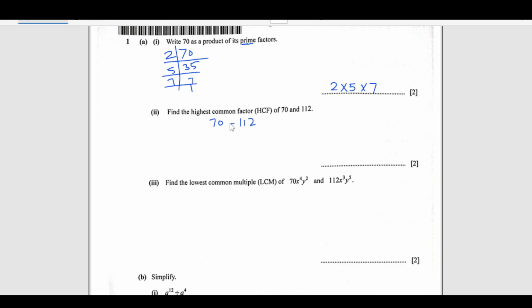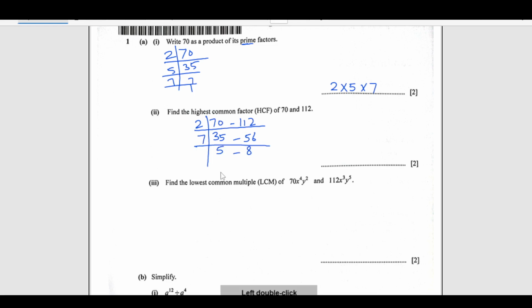I will again use the division method, it's easier. To use the division method, you need to divide both numbers. Only take a number that will divide both of them, otherwise you just leave it. So this is 35 and this is 56. Now I can see these two are multiples of 7. So 7 times 5, 7 times 8.